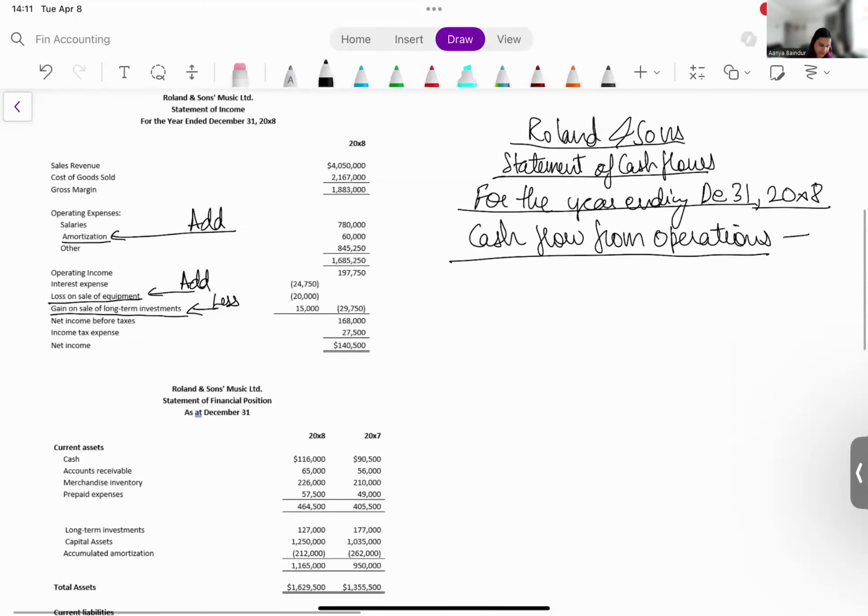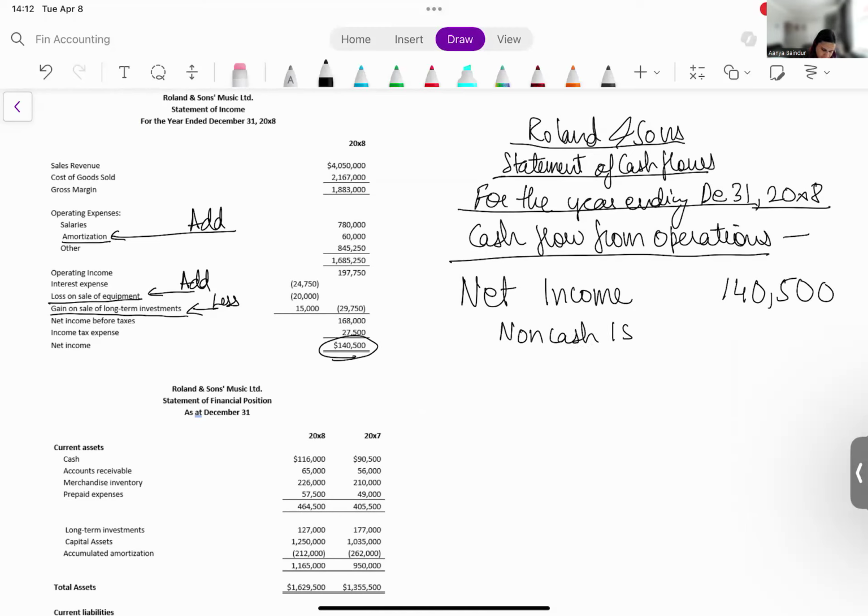So the very first thing we do in cash flows from operations is write down the net income. And the net income figure is given here, 140,500. Next, we check all the non-cash items in the income statement. So the very first one was depreciation. We had subtracted depreciation, so let's add that back in. Add depreciation expense. And that amount is 60,000.